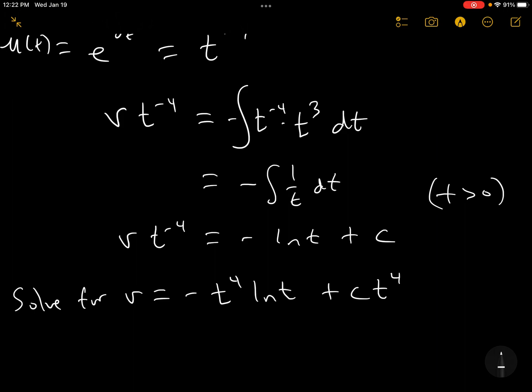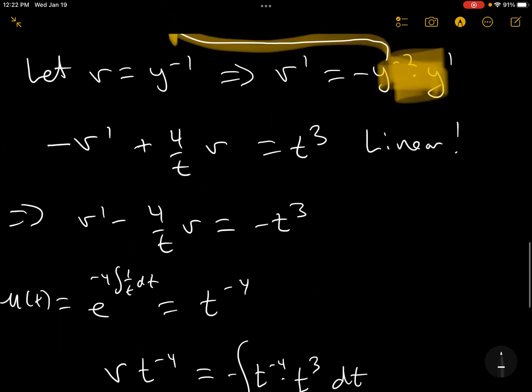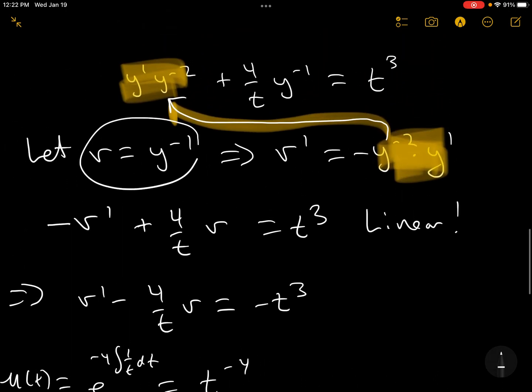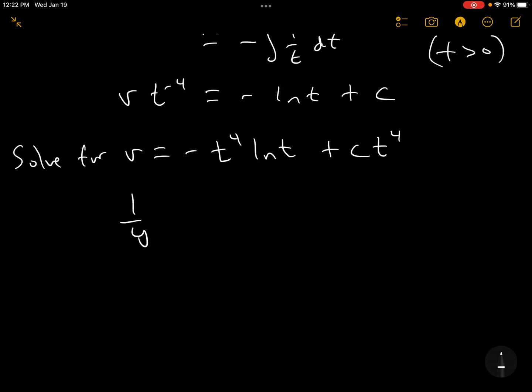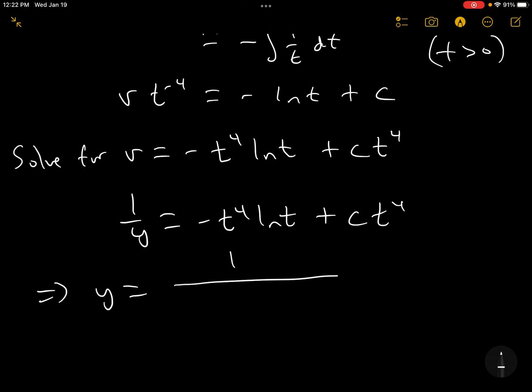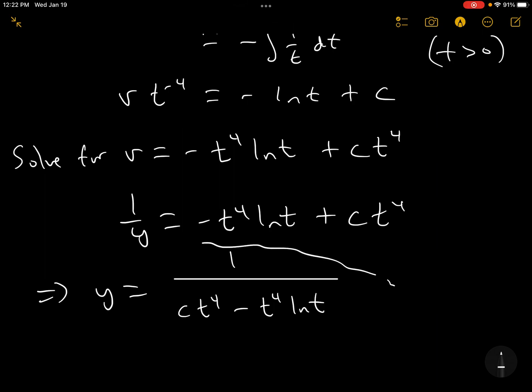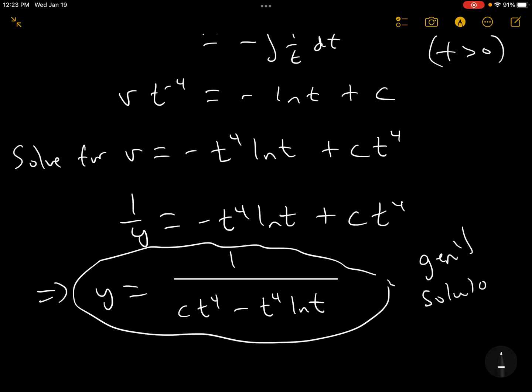All right, so we found v, but we still need to define what y is, because that's what the solution is. And we let v equal y to the minus 1 in our beginning. So now this is 1 over y equals minus t to the fourth ln of t plus c t to the fourth. And solving, we get y equals 1 over c t to the fourth minus t to the fourth ln of t. This is the general solution.